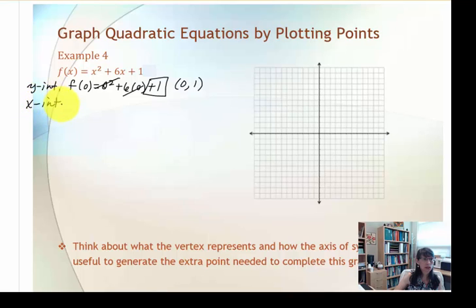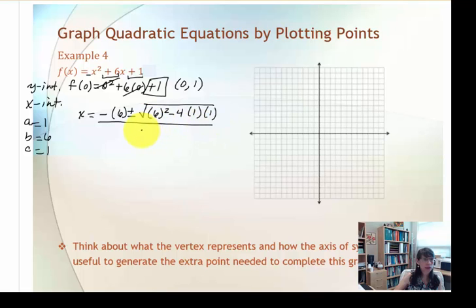Next, we'll look for the x-intercept, and we'll need to use the quadratic formula here. We'll find the values of a, b, and c. A is positive 1, b is positive 6, and c is also positive 1. So x is going to equal negative times b plus or minus square root of that quantity of b squared minus 4 times a times c, all divided by 2 times a. So that's 2 times 1.